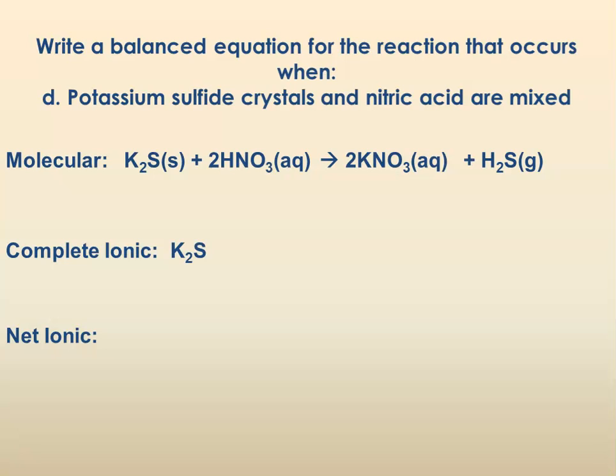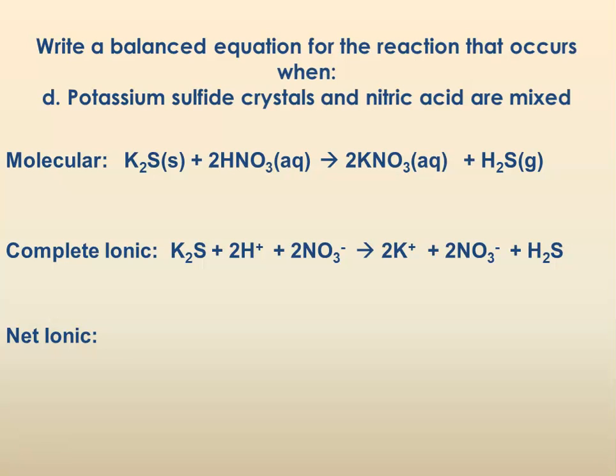K2S as a solid cannot dissociate, but HNO3 as a strong acid can, and because there's a coefficient of 2, it will make 2 of each of its ions. KNO3 is an ionic compound. There are 2 units of those, so that 2 will dissociate, while H2S will remain intact.